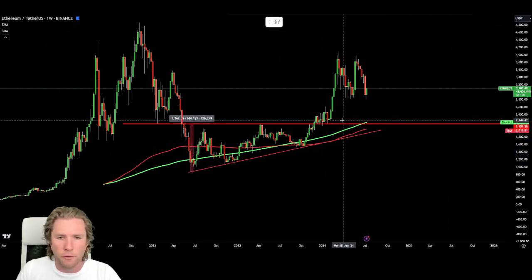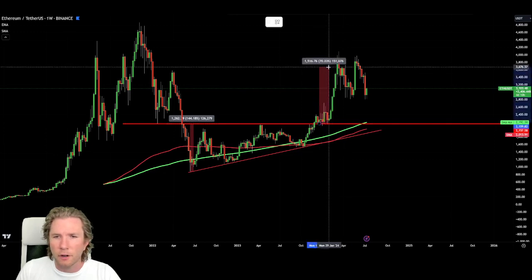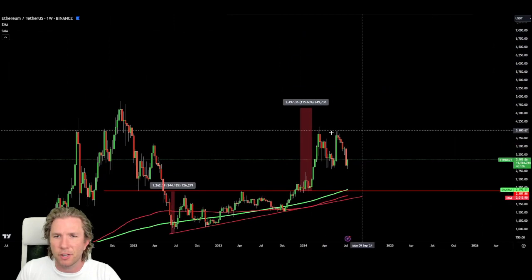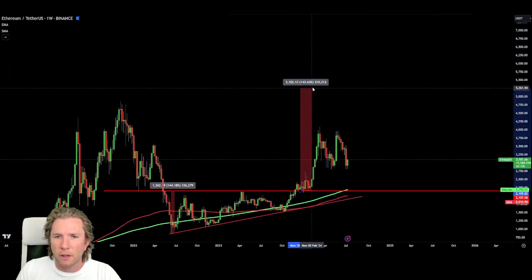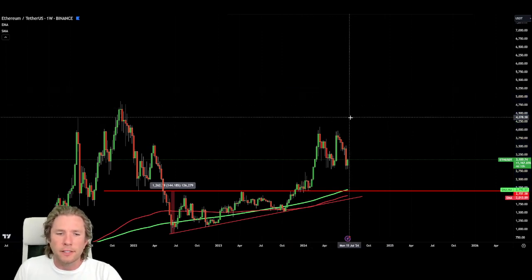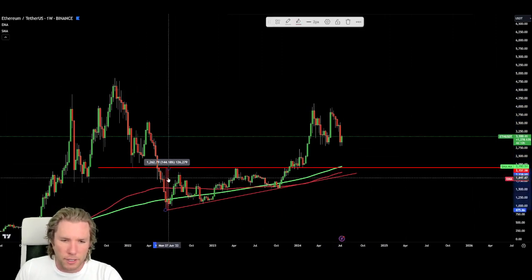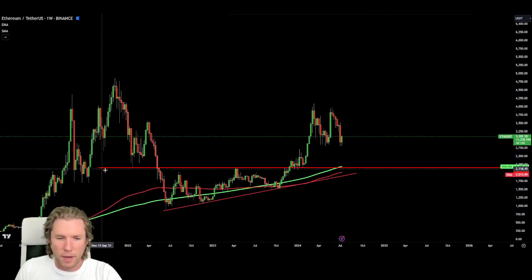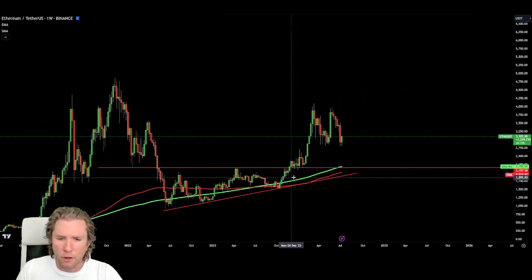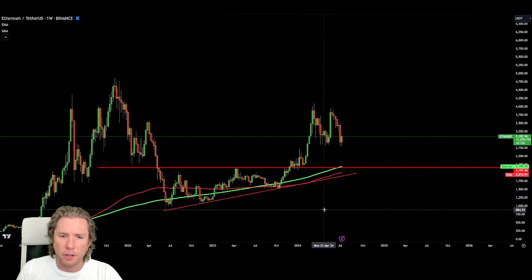So 144%, we come from here and we hit about 80%. So 144% is a little bit higher, right around 5,200. That's typically the target of an ascending triangle that looks like this. Massive consolidation over the course of 2 years, and then finally you get a breakout.